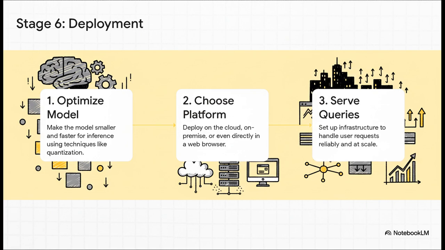Stage 6 is deployment, getting our model out of the lab and putting it to work. First, we optimize it for speed. We use techniques like quantization, which basically makes the model's brain more efficient so it can think faster. Then we decide where it's going to live: in the cloud, on our own servers, maybe even directly in a web browser. And finally, we build the robust infrastructure needed to handle requests from potentially millions of users.